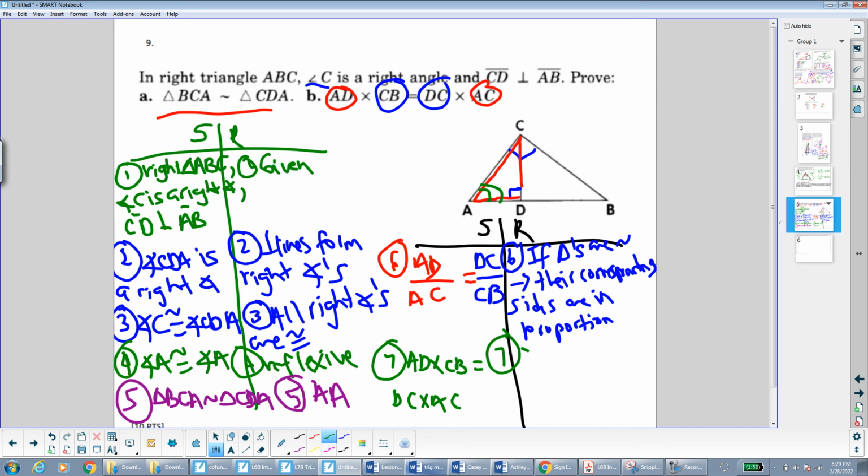The reason is in a proportion, the product of the means equals the product of the extremes. And there we have it. That's the whole proof. We did part A and part B all in one.